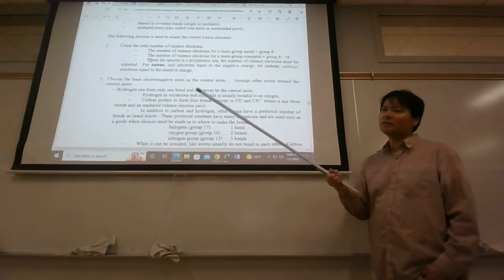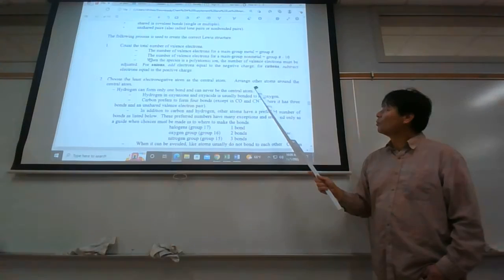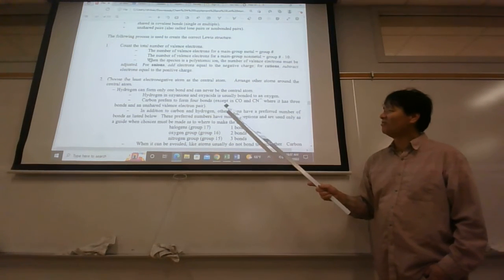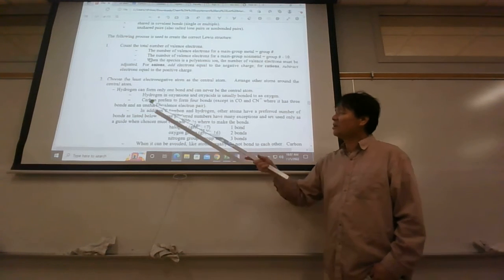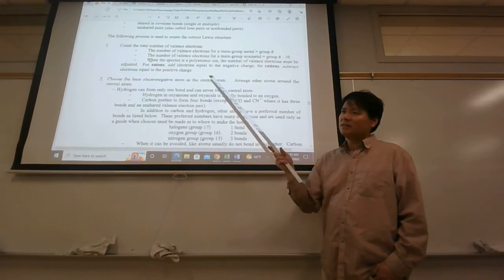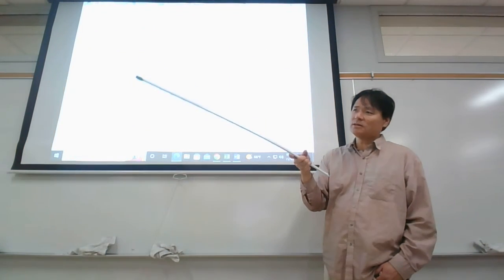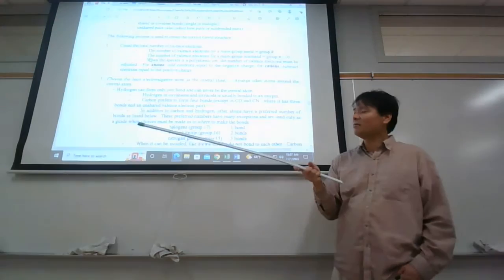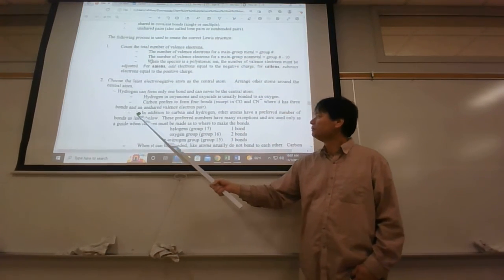Okay, number 2, choose the least electronegative atom as the central atom. The least electronegative atom is going to be at the bottom left. Arrange the other atoms around the central atom. So what we do is we have a center, and it's not always the case, but if we're going to have a center, we're going to get the biggest atom, the least electronegative atom, the atom furthest down and to the left. The atom furthest down to the left is going to have the lowest ionization energy as well.